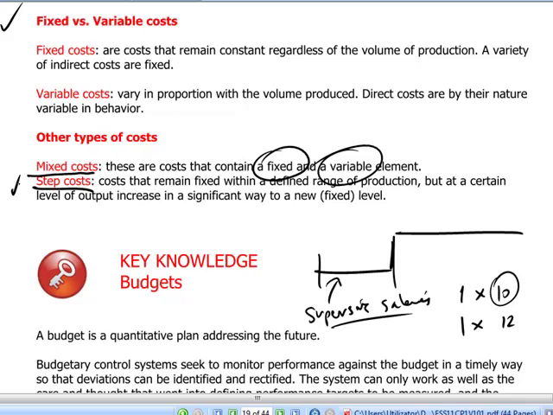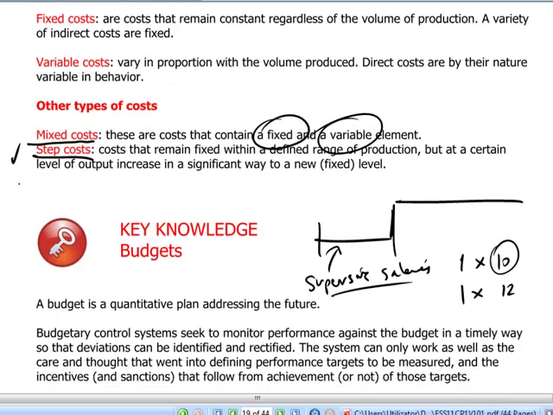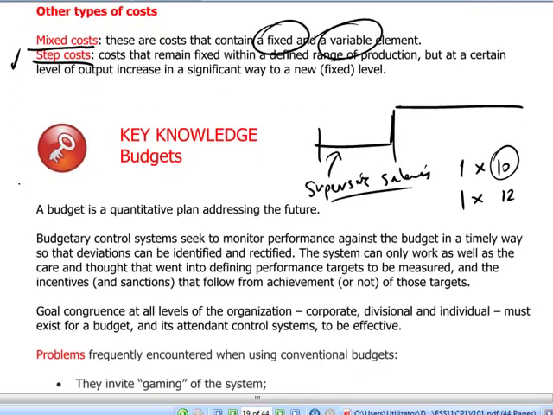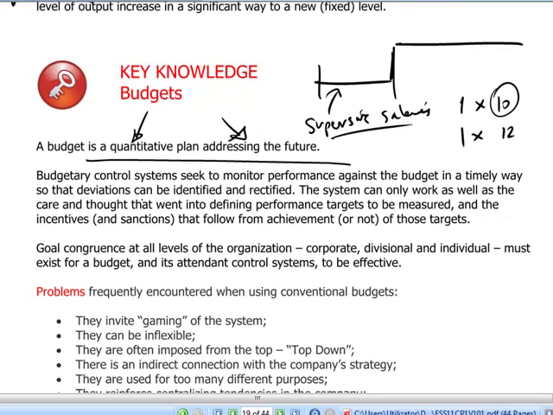The syllabus also requires more than a passing understanding of budgets in terms of what they're designed to accomplish. Now, a budget, the most practical definition that one can suggest, and there are others, is a quantitative plan addressing the future. So it's planning, and it's putting numbers into one's plan.